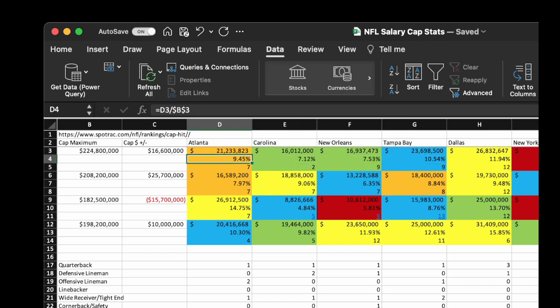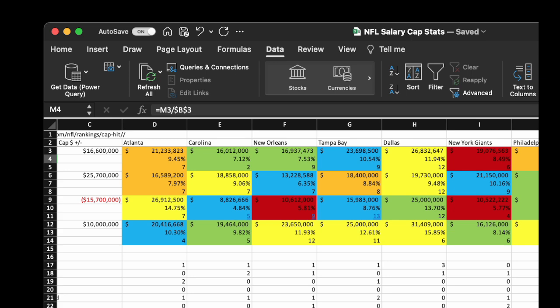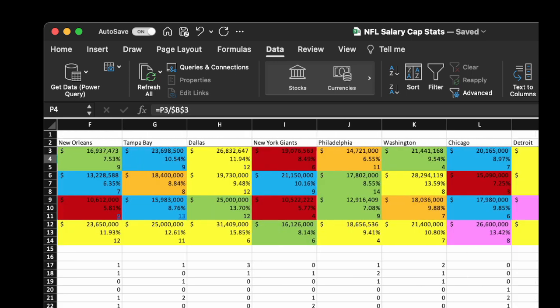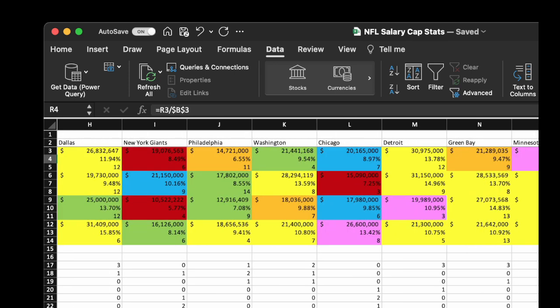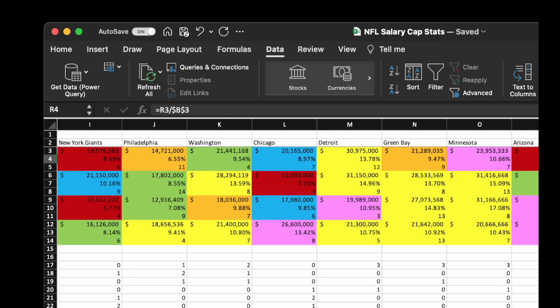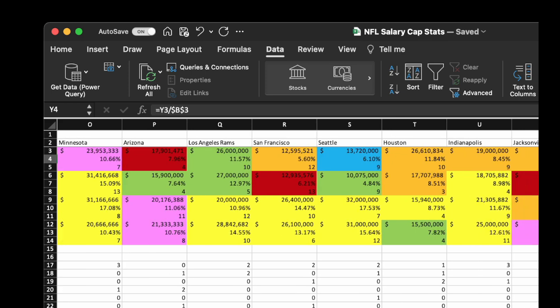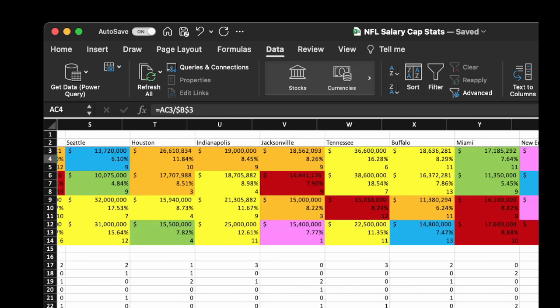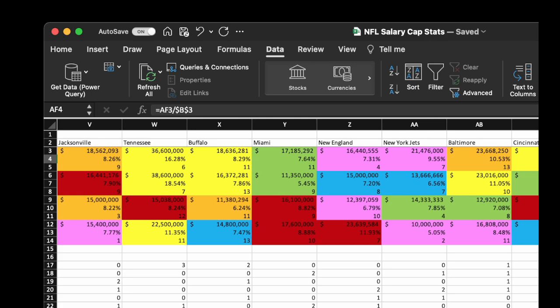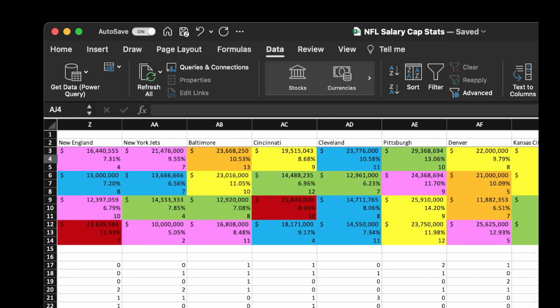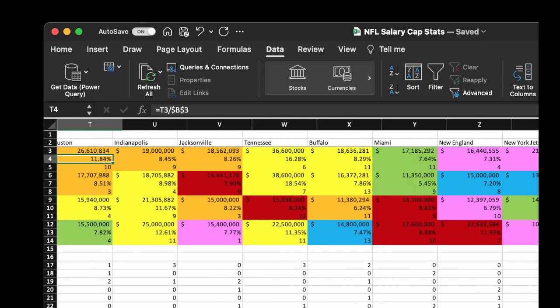We look at the lowest percentage. I think it was 6.55 for Philadelphia. Anything below 6.55? San Francisco was 5.6. Anything lower? Nope. So San Francisco had the lowest percentage at 5.6.